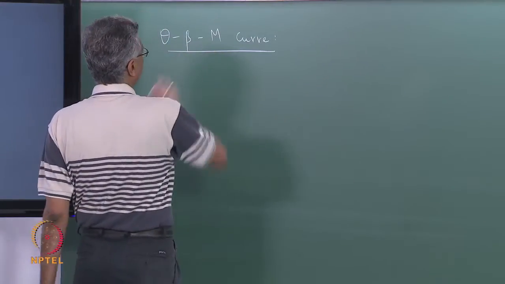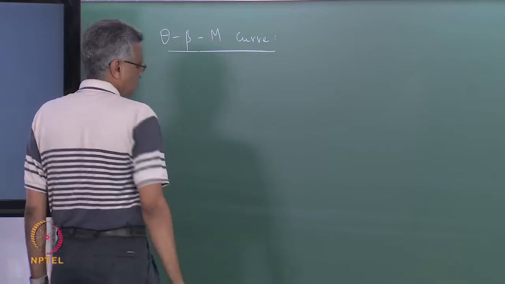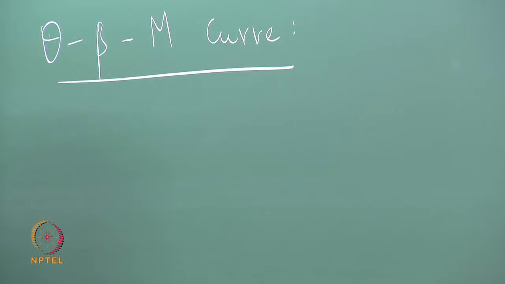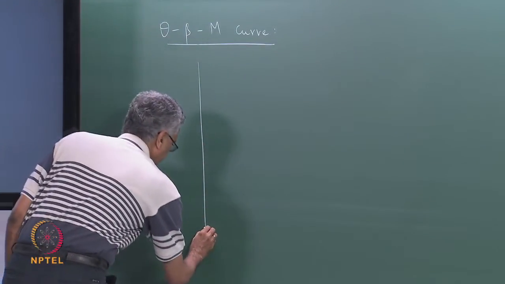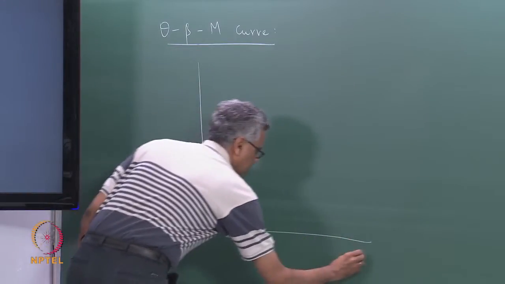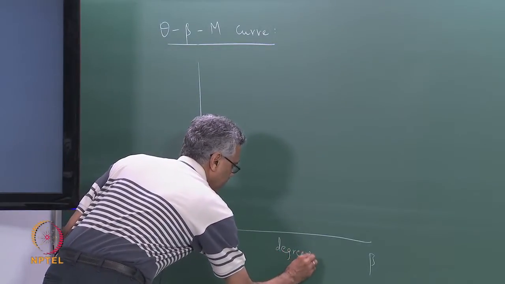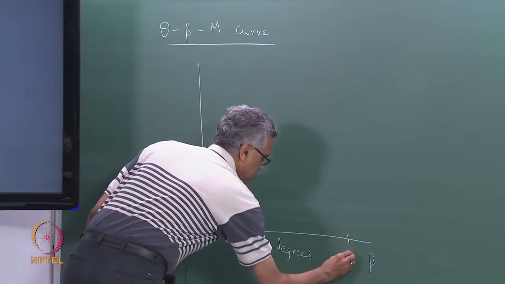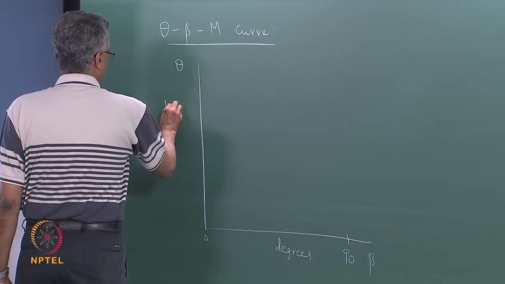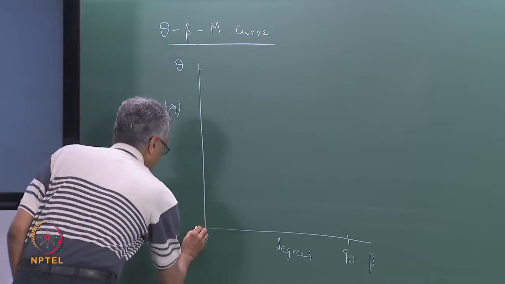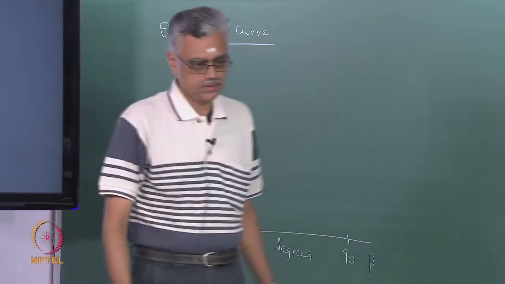And remember, as the name indicates, there are three parameters here: the Mach number ahead of the shock wave, the wave angle, and the flow deflection angle are the three parameters that we are seeing in this equation. So, if I draw, let us say that I take this axis to be the wave angle, and denote quantities in degrees. Let us say this is 0 and this is 90, and I plot theta along this axis, again in degrees. Let us say this is 0 and I can go up to 45, no more than that, that is sufficient.